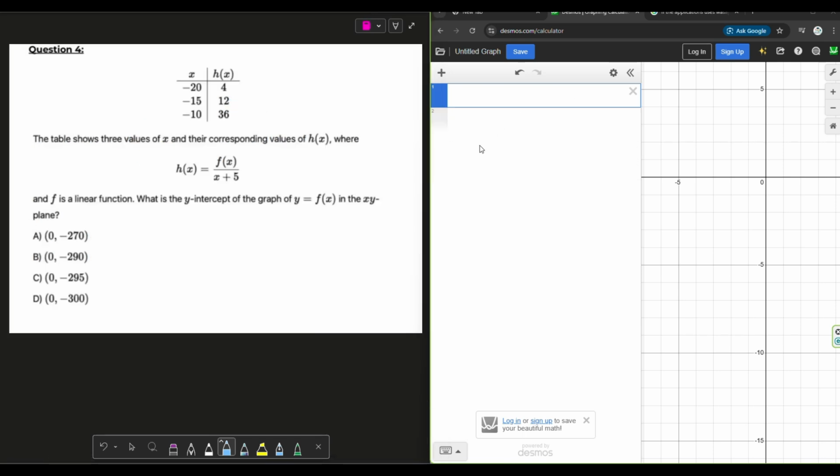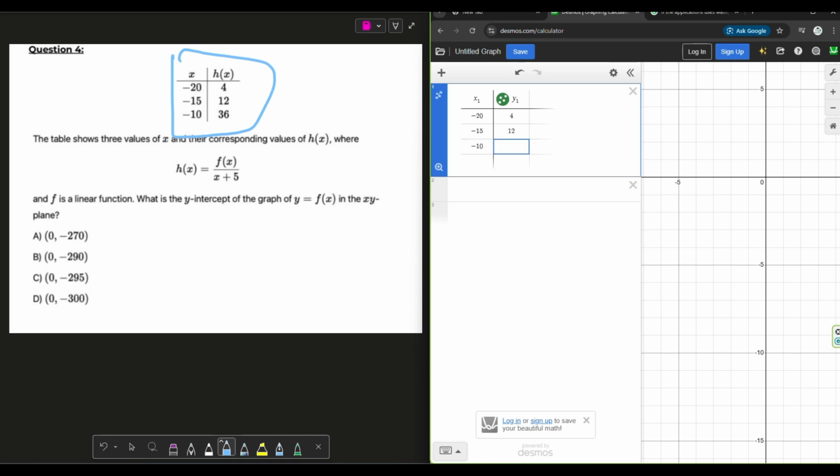Here's another type of question that you might encounter on your next exam. In this case, we have our table. Let's just plug in every value that we have, which is -24, -15 and 12, and -10 and 36. Okay, we have a specific formula, so we will be using this formula. And we are told that f is a linear function. Now, I cannot write in Desmos like this. Desmos will not understand that it's a linear function.